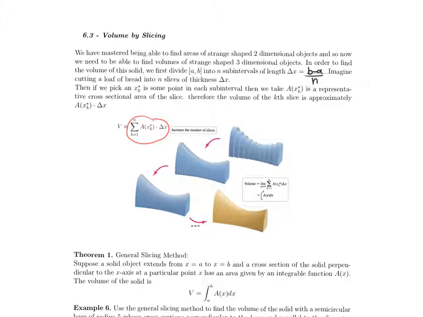But if you remember, if we take the limit of that sum and actually have infinitely many slices, then we're actually going to have an integral, which will in fact give us the exact volume. So that's sort of the big picture idea behind what we're going to do here.